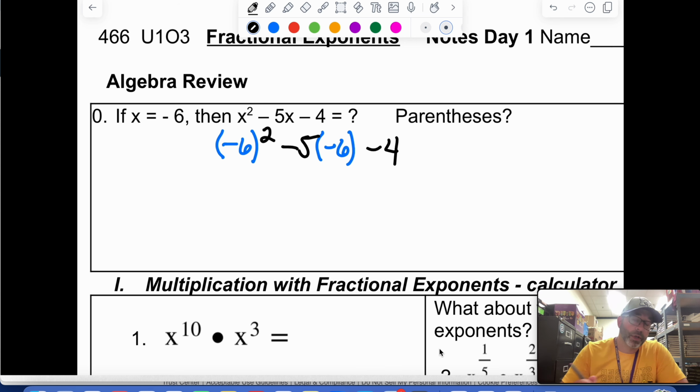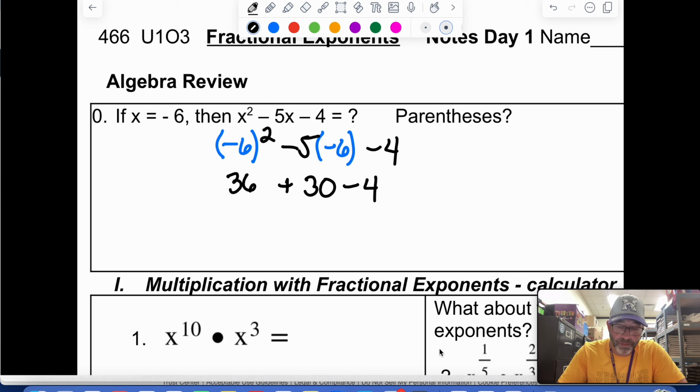Okay, so then we're going to throw this into the calculator or just follow order of operations. We're going to do exponents first, which will give us 36 right here, because -6 times -6. And then -5 times -6 is +30, and then -4. So we have 66 minus 4 as we go from left to right, which is 62.